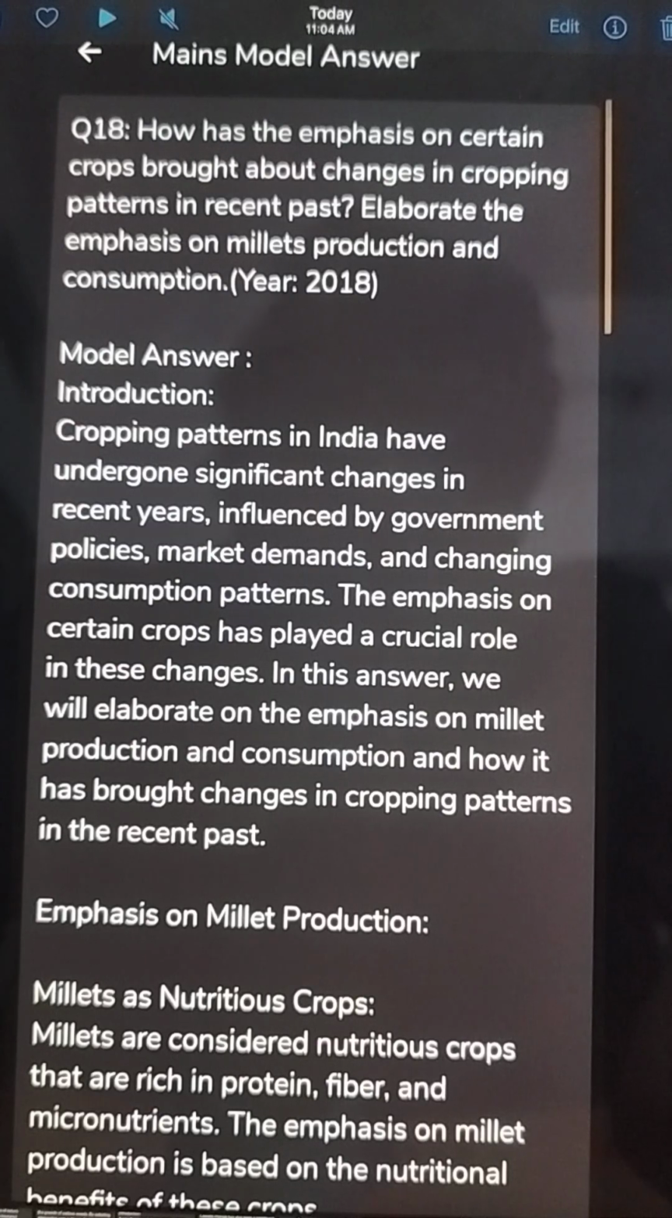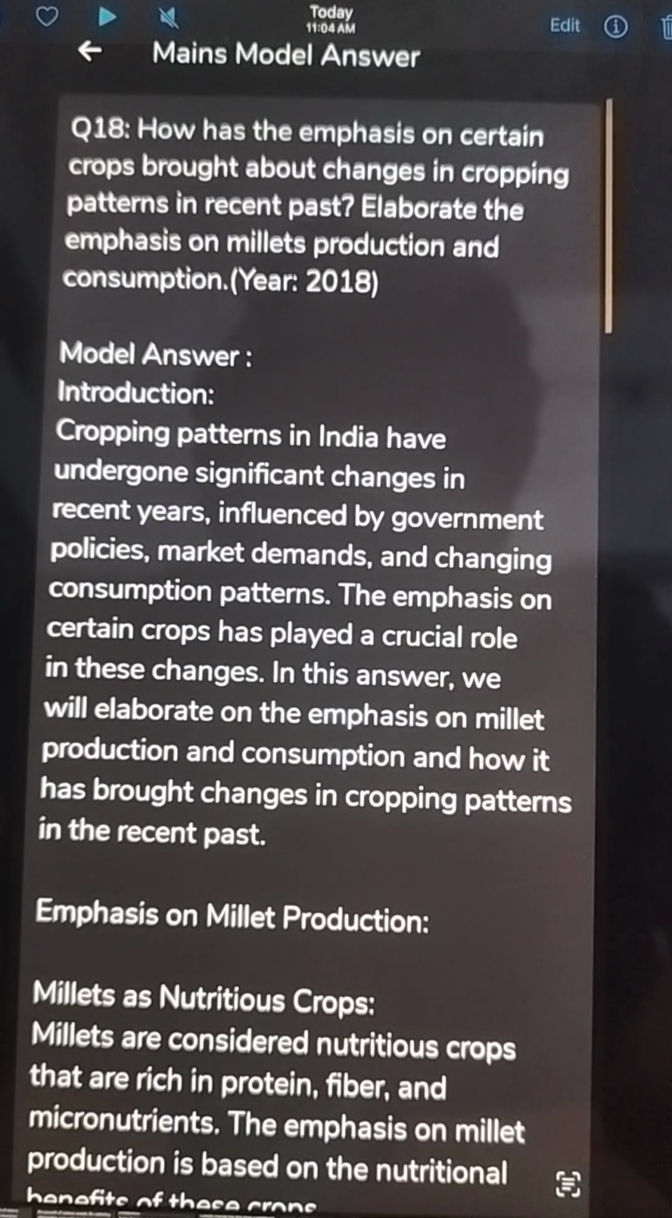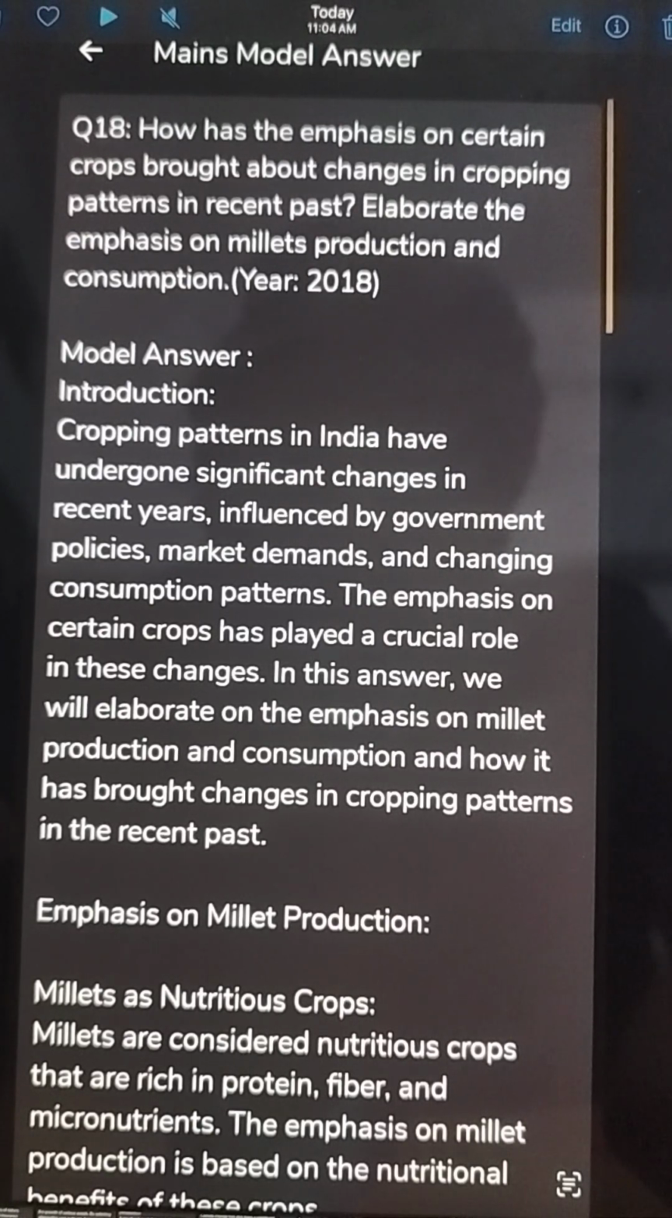Then comes how has the emphasis on certain crops brought about changes in cropping patterns in recent past. Elaborate the emphasis on millet production and consumption. Cropping patterns in India have undergone significant changes in recent years, influenced by government policies, market demands, and changing consumption patterns. The emphasis on certain crops has played a crucial role in these changes.